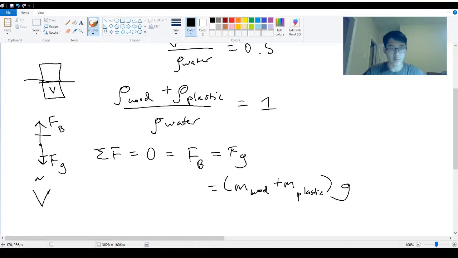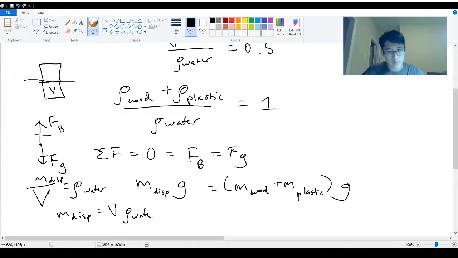Remember, M over V is equal to density. So if we're looking for the mass of water that's displaced, times g, all we have to do is plug it in. Mass displaced is equal to V times the density of water. And this should look like a familiar equation now. So this is V times the density of water, times g. And these two g's can cancel out, so I'm just not going to write g here.